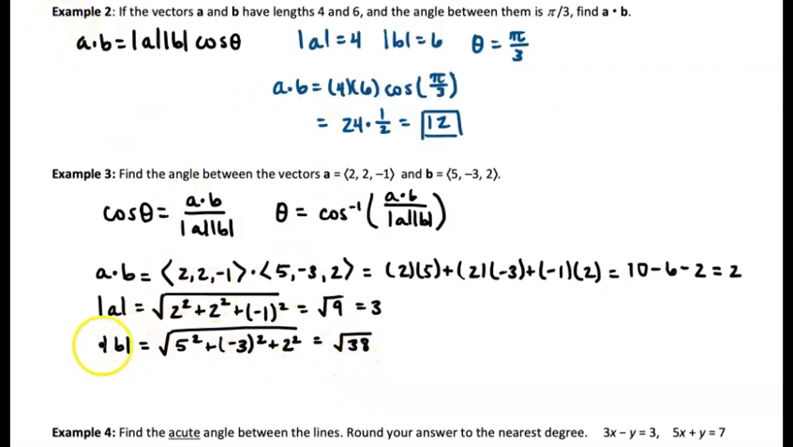All right. So now we have everything we need to find this theta. So our angle theta is the arc cosine of this expression. Now our numerator is just 2. We found the dot product of A and B to be 2. In the denominator, we just have the magnitude of A times the magnitude of B. Let's go to our calculators to find this angle.